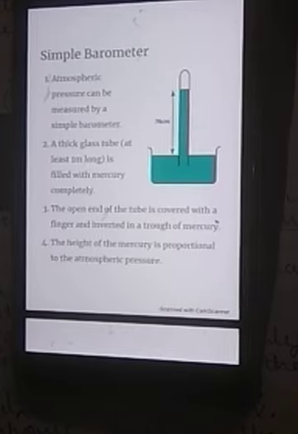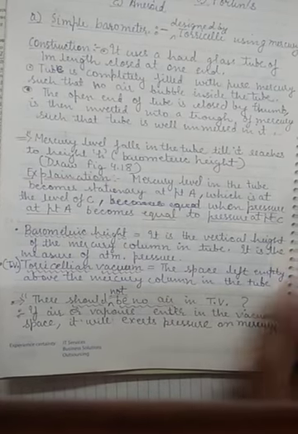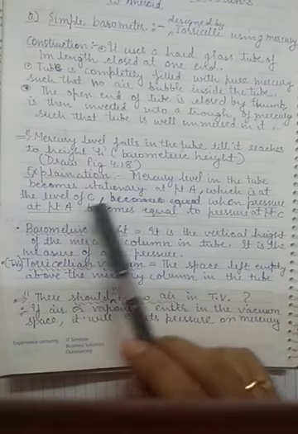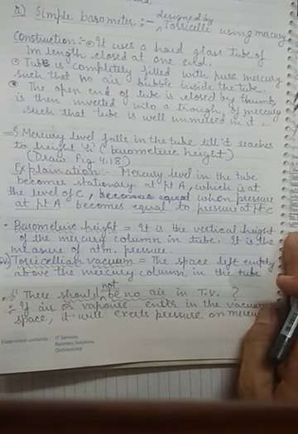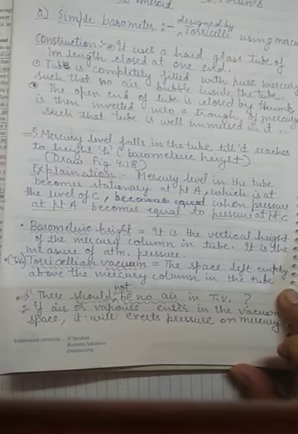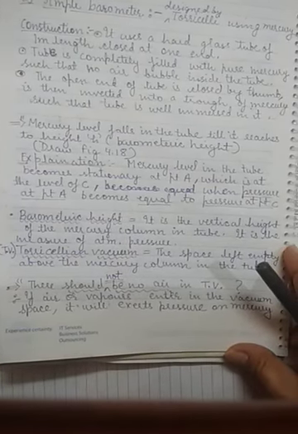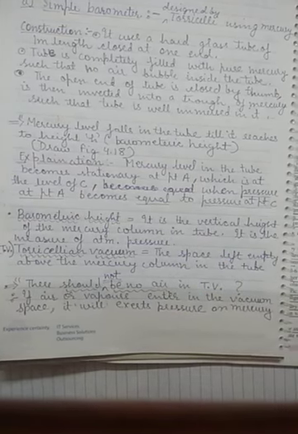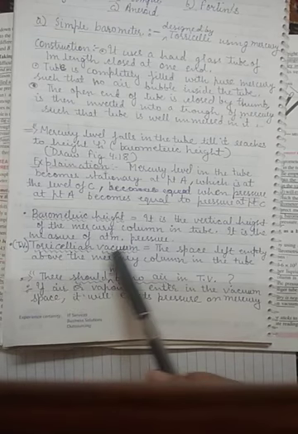Yes. Now let us look at another picture. From the figure, we have concluded that the mercury level in the test tube becomes stationary at point A. This point A is given in figure 4.18, which is at the same level as C. And when the pressure at A and C becomes equal, you are able to evaluate the barometric height. What is the barometric height? Barometric height is the vertical height of the mercury column in the tube. It is the measure of atmospheric pressure. Which quantity is the measure of the atmospheric pressure? Barometric height.